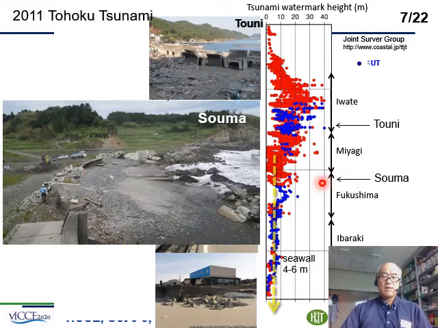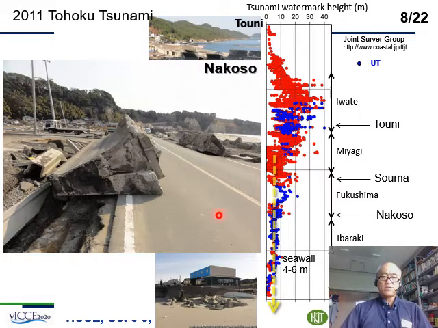This is Soma in Fukushima Prefecture. On this site, all seawalls with a height of about 6 meters were flushed away. This is Nakoso, the southernmost city of Fukushima Prefecture. And there, the parapet part of the seawalls collapsed. And in all these examples, seawalls appeared to be useless against large tsunamis.